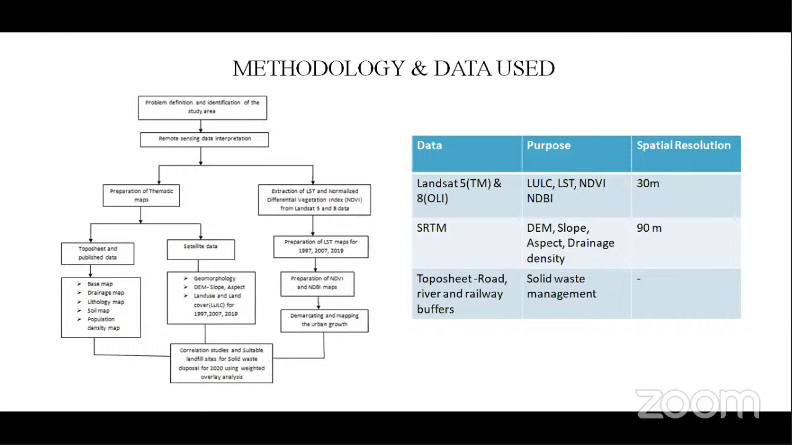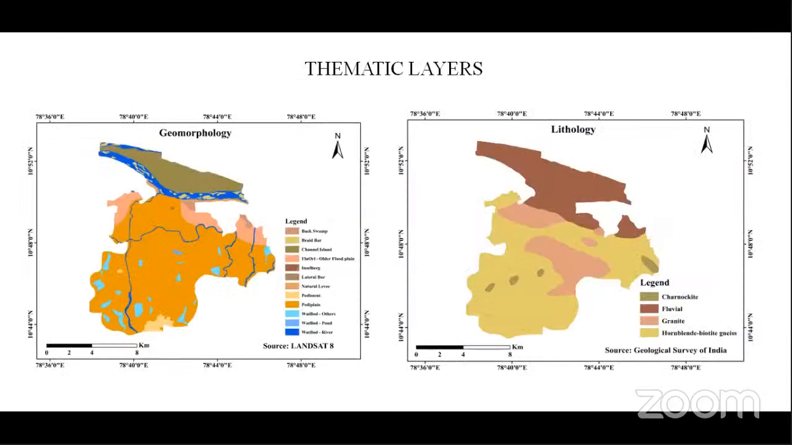Landsat 5 Thematic Mapper and Landsat 8 OLI, that is Operational Land Imager sensor, were used for making LULC, LST, NDVI and NDWI maps, and the data were used for the respective purposes as mentioned. The primary thematic maps such as base maps, geomorphology and lithology were created using QGIS software. The first one is the geomorphology map, which has been prepared on 1:50,000 scale based on digital interpretation using satellite data. Different landform units were identified such as floodplains, pediments, inselbergs and bright bars, and our study area is mostly dominated by weathered pediplain.